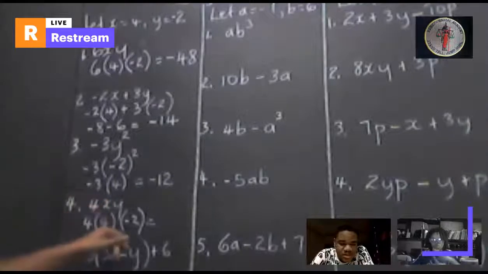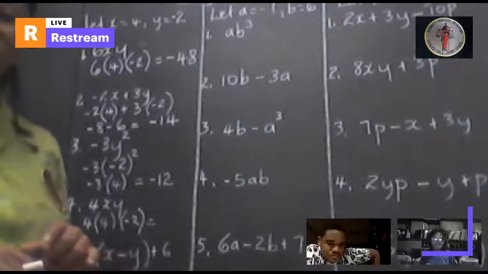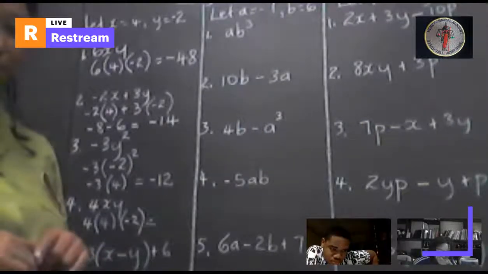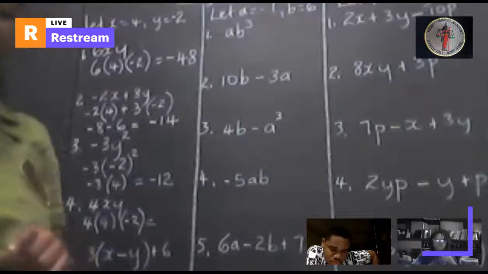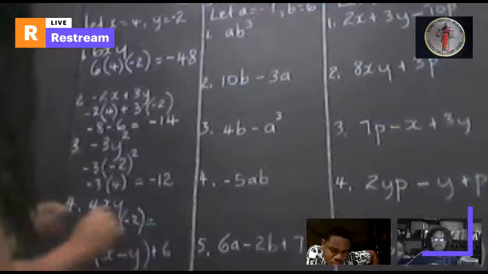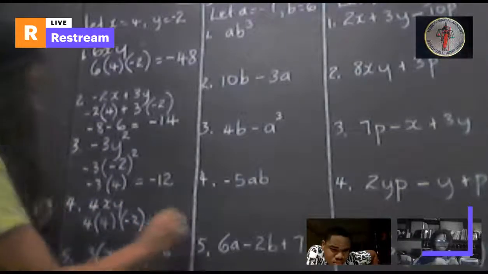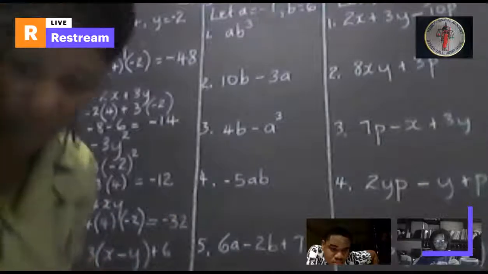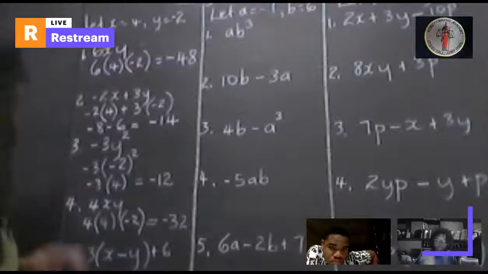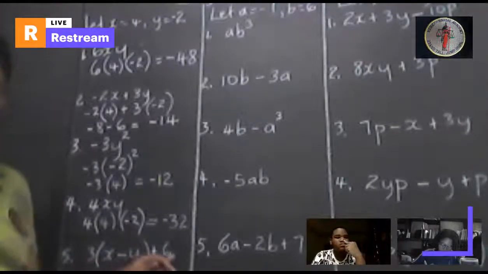Okay, so 4 fours is 16, and 16 times negative 2 gives what? Negative 32. Okay, so that's negative 32. Persons in the chat, remember to type your answers for me. Number 5 says 3 bracket x minus y bracket plus 6.